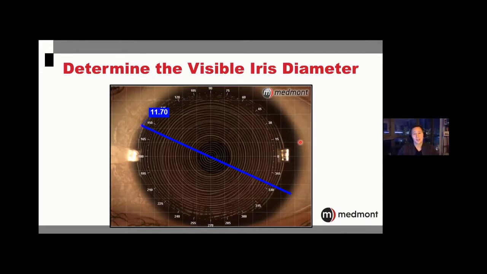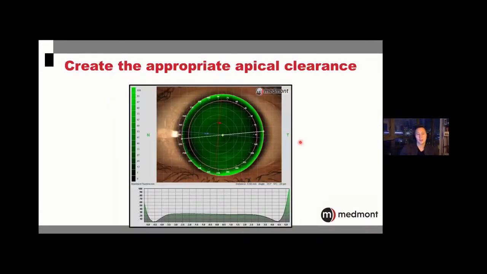But I digress. Let's go back to fitting our GP lens. Let's measure visible iris diameter. It's pretty normal, 11.7. So we'll select our initial lens diameter. For us at the university, we tend to like larger lenses. So VID minus 1.3 millimeters might be a starting point. So a 10.4 millimeter lens for this eye.